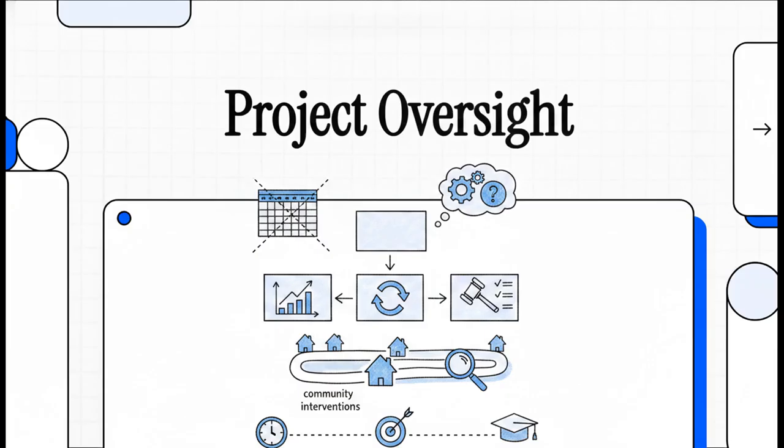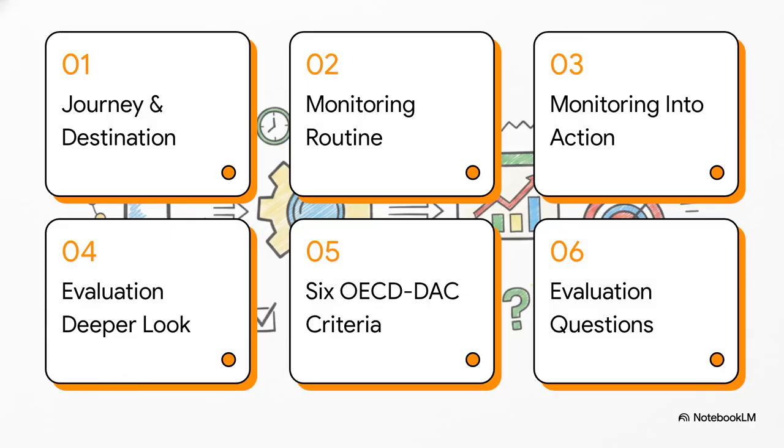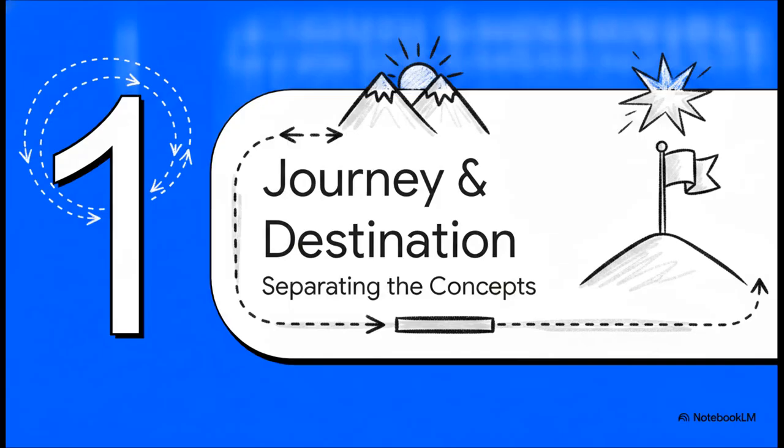of any project. We're going to take these concepts off the spreadsheet and see how they actually function in the real world. Here's our roadmap for this explainer. We'll start with the journey and destination, look at the monitoring routine, talk about turning monitoring into action, dive into evaluation's deeper look, go over the 6 OECD-DAC criteria, and finally wrap up with asking better evaluation questions. Let's get to it.